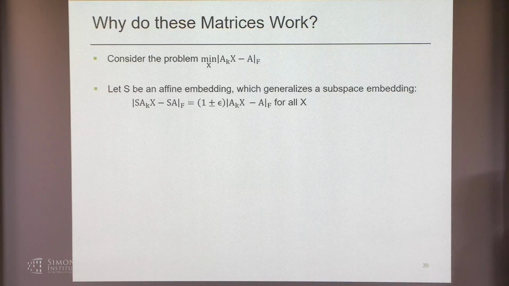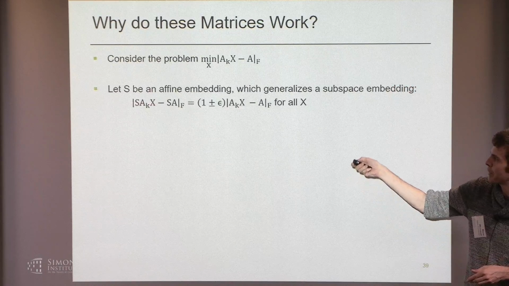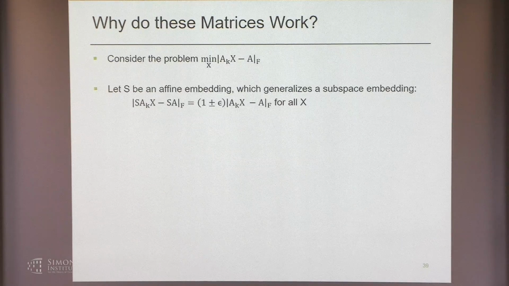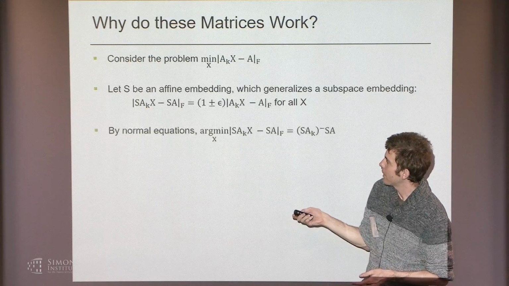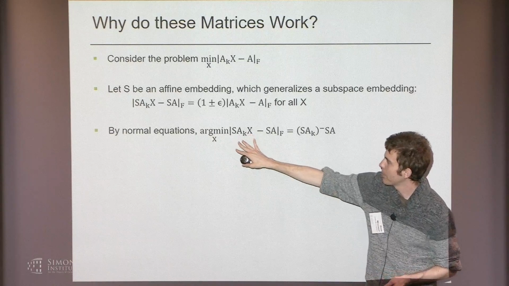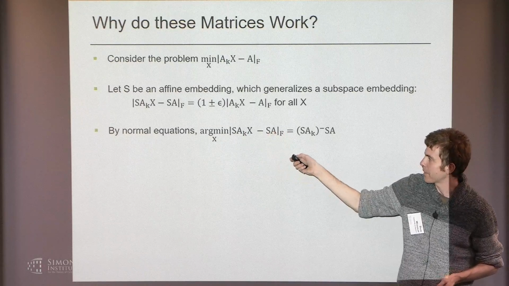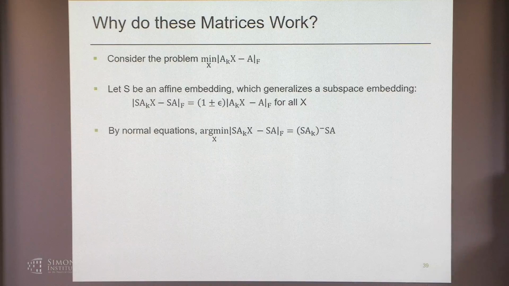Are you with me here, or is there some confusion? Okay. I didn't have time to define this affine embedding, but this is a property that you get. It has a small number of rows, and it preserves all these costs. What is the solution to this problem? I've replaced A_k with SA_k and A with SA, and I get this new regression problem. It's a sketched problem. Well, we know how to write down a closed form solution for regression, right?